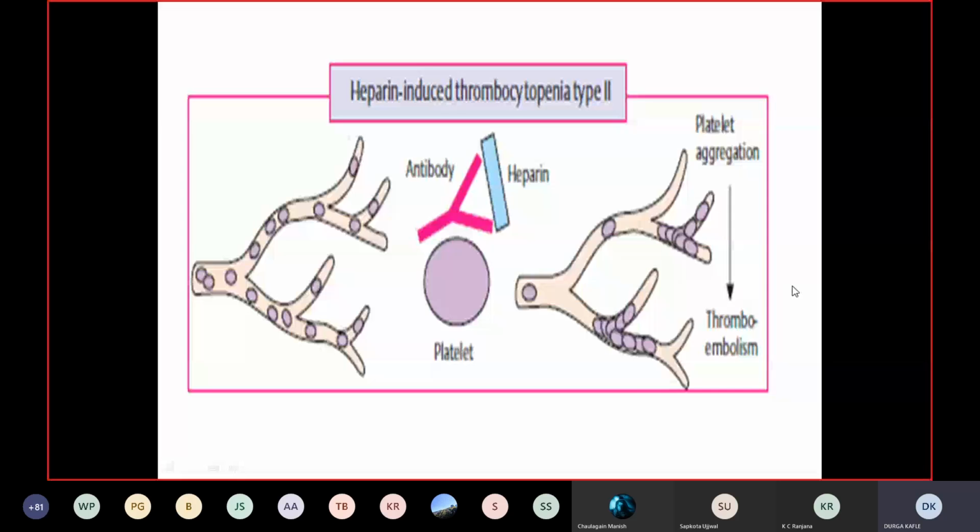Due to the formation of the antibody against the heparin-platelet complex, this is known as heparin-induced thrombocytopenia. Clear? This is a very important, very dangerous complication of heparin. So if the condition is seen, then immediately you have to stop the drug, both low molecular weight heparin as well as unfractionated heparin.